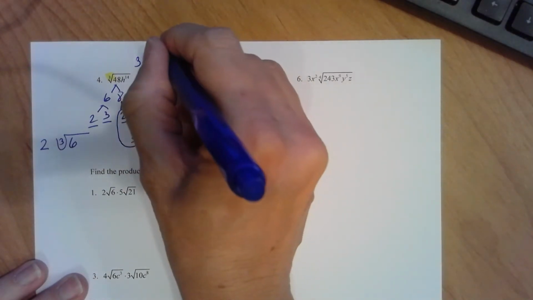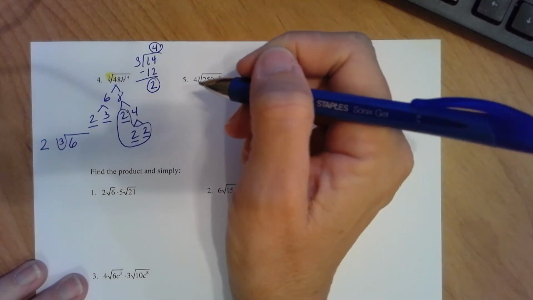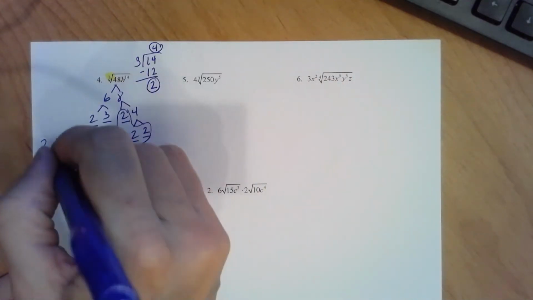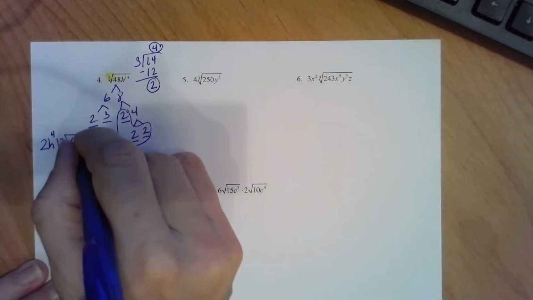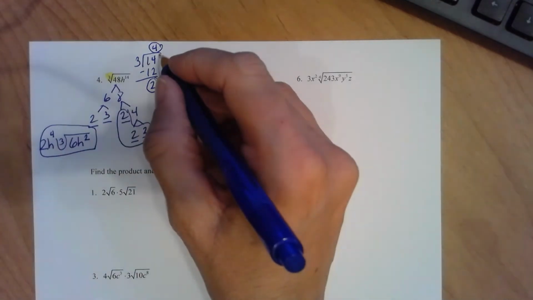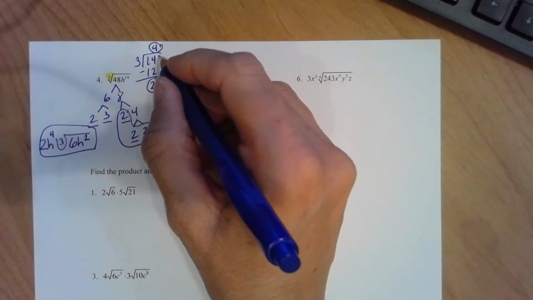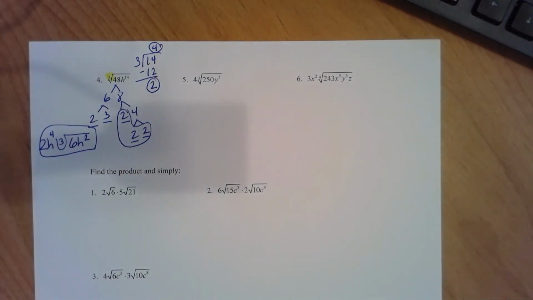So this tells me how many come out, this tells me how many are left underneath. So the whole number comes out, so we have h to the 4th on the outside, and then we have the power of h squared left on the inside. So again, this number is the power that comes out, and this one is the power that stays underneath.